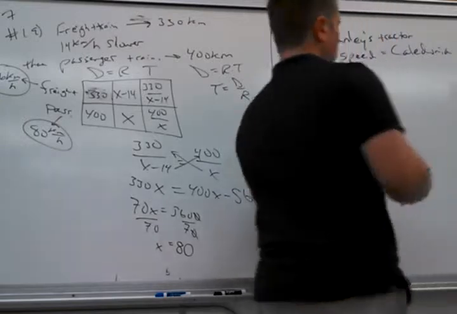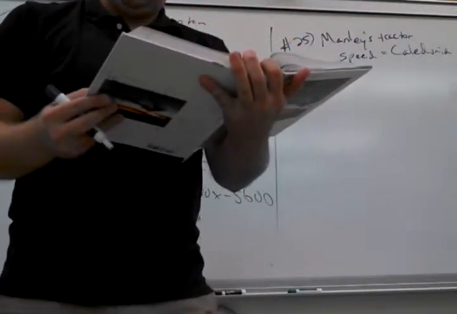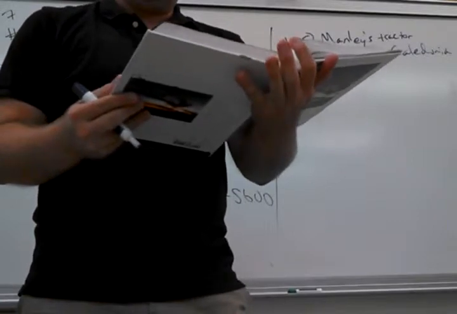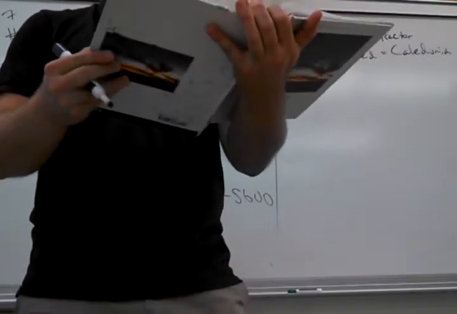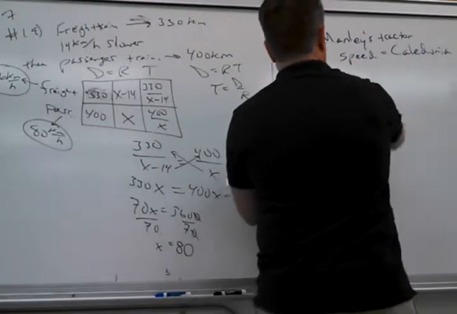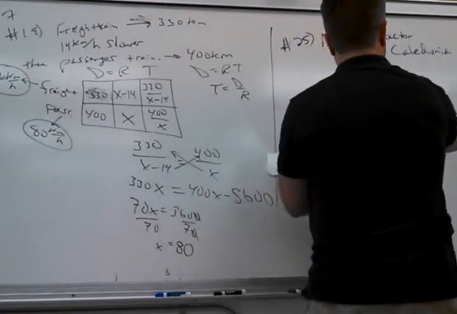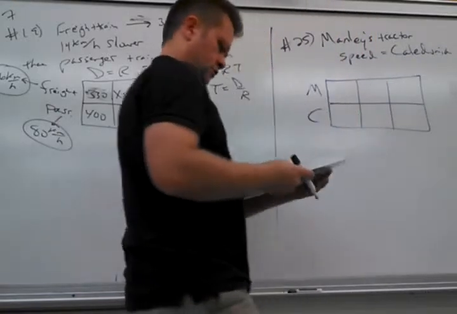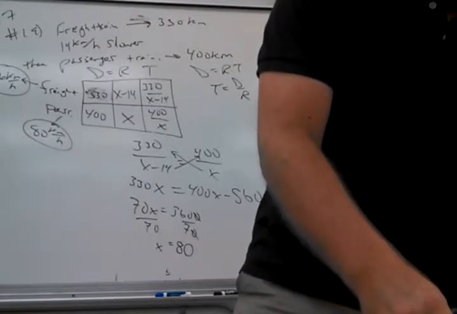Caledonia. It takes Manly 1 hour more than it takes Caledonia to drive to town. If Manly is 20 miles from town, blah, blah, blah. So, again, to make it easier to organize, you've got Manly and you've got Caledonia. What do you know for sure about Manly? It takes Manly 1 hour more than it takes Caledonia to drive to town.